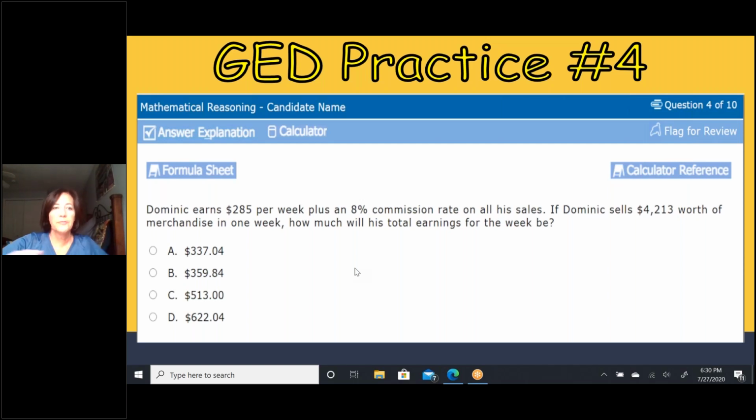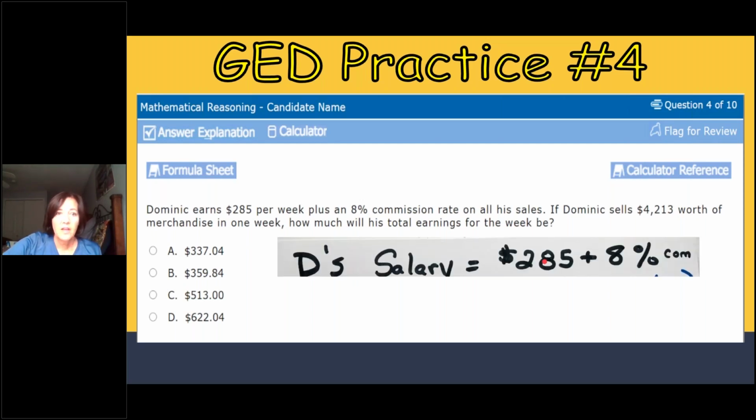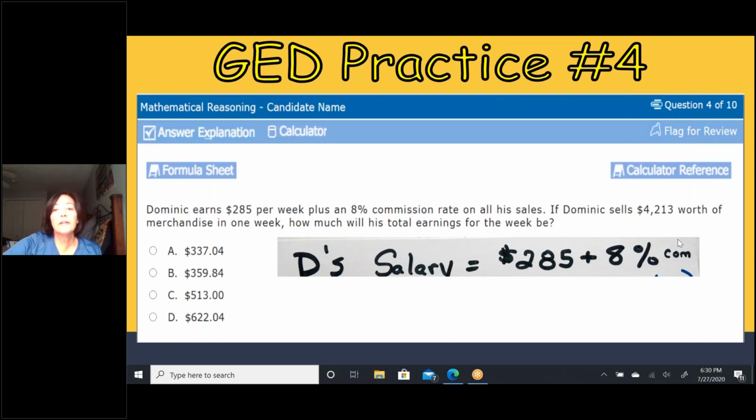And I will work through it. Okay, so we know that Dominique's salary is basically $285 per week, plus he gets an 8% commission rate on all of his sales. So basically, he gets 8% of all of his sales.